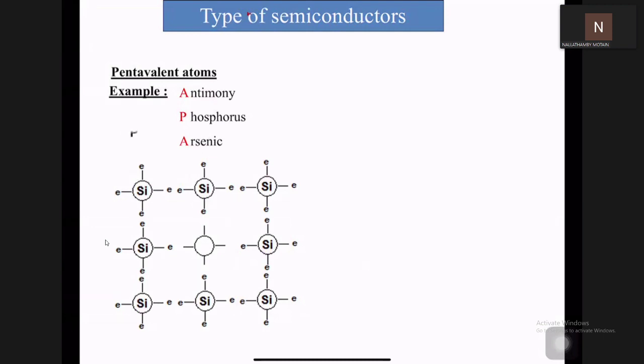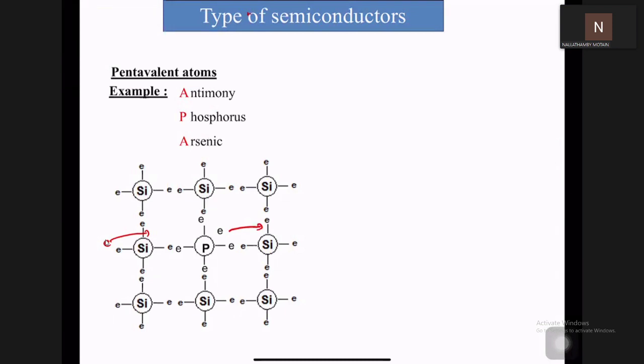So when you add, for example, phosphorus, we know phosphorus already consists of 5 electrons. So 1, 2, 3, 4. Then you have 1 more electron, the 5th electron. This is an extra electron. So this extra electron will be donated. So maybe here also there is an electron. It will be donated. So this extra electron will be the majority charge carrier.